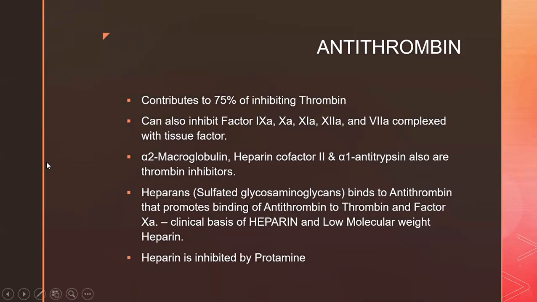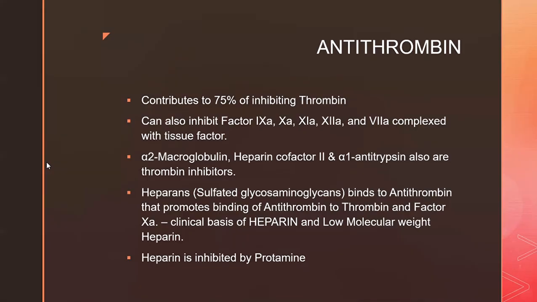Kung hindi nyo man ma-dissolve ang fibrin clot, meron namang antithrombin para hindi mag-form ng fibrin clot. It contributes to 75% of your inhibiting thrombin. That is your antithrombin. Madali lang yan ma-memorize. Antithrombin inhibits thrombin. Unlike your plasmin, degrades your fibrin clot.